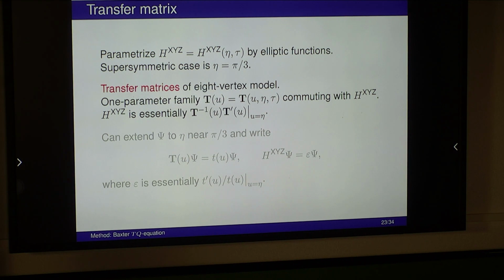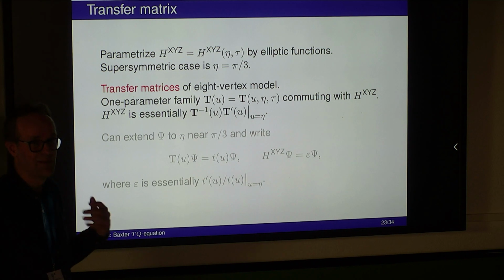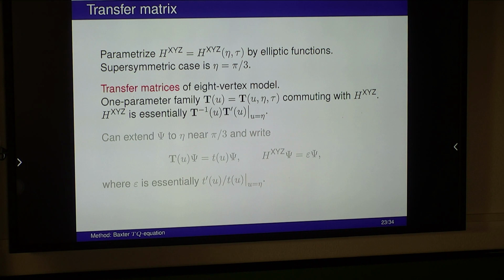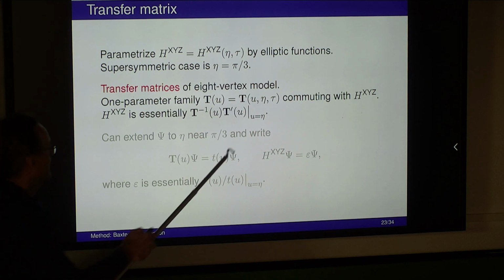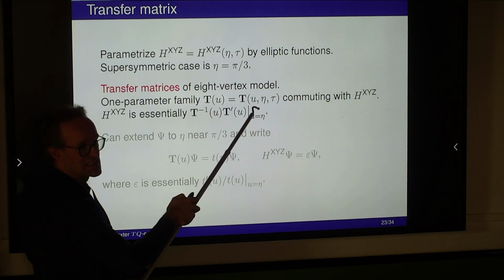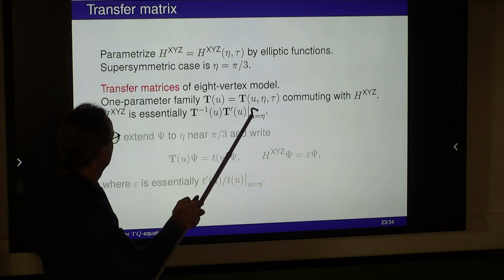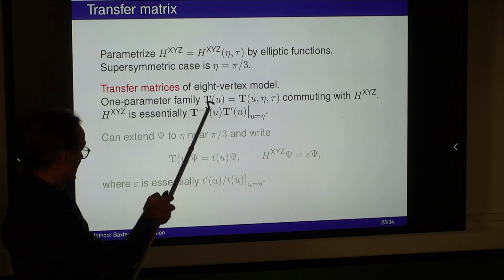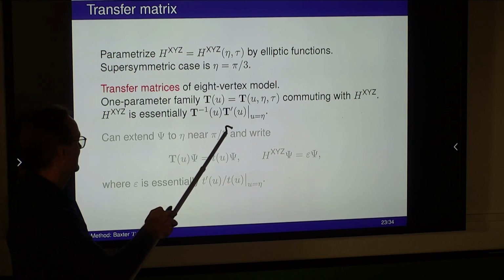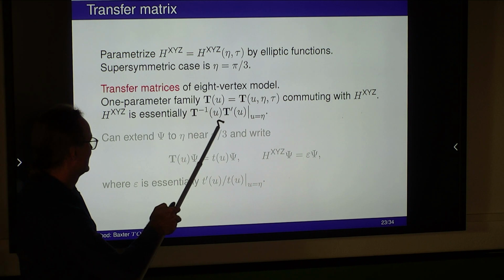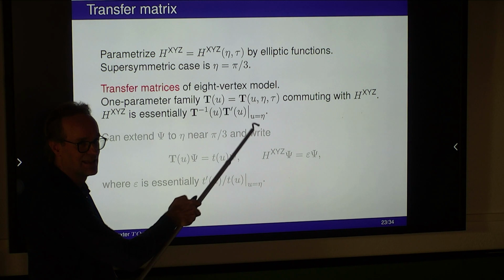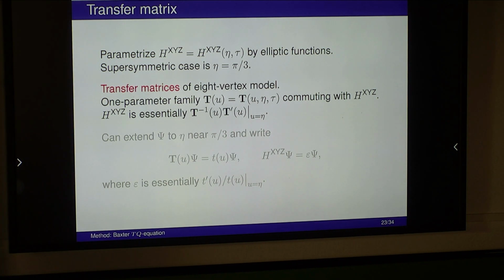And this we have talked about for XXZ: there are some transfer matrices that commute with the Hamiltonian. In this case, transfer matrices of the 8-vertex model. They depend on eta, but also on another parameter u. And the Hamiltonian is basically contained in this commuting family. If you take the derivative of this thing at some special point, which in my convention is u equal to eta, then you get back the Hamiltonian.